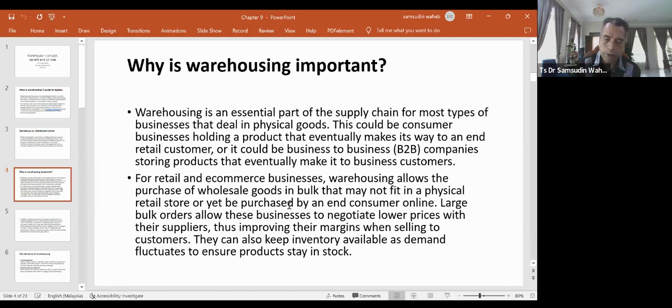Without the order. I mean, the customer or our company has not yet received any order by the customer. Okay, so it's still in the status of storage purposes. They can also keep inventory available as demand fluctuates to ensure products stay in stock.